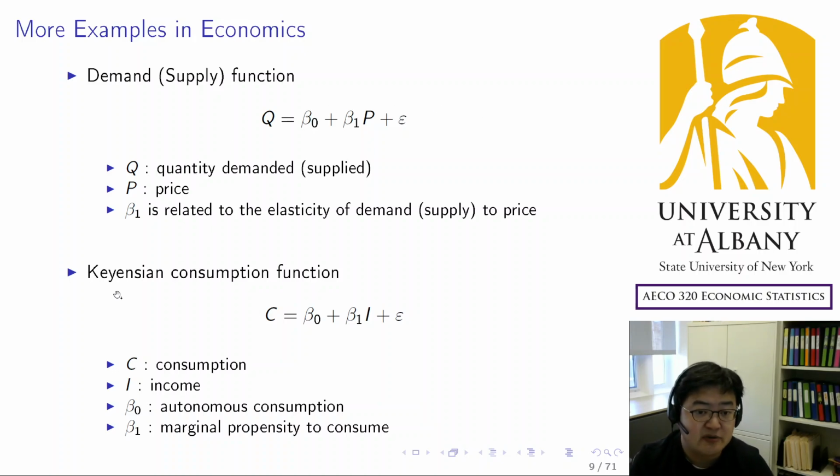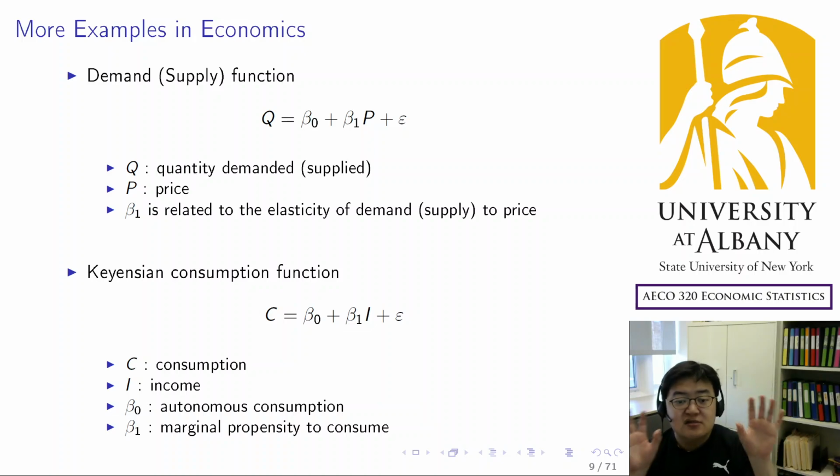Okay, another example now from macroeconomics. Keynesian consumption function. So in Keynesian macroeconomics, one of the basic underlying assumptions is that the household consumption is a function of the income. So that means the households adjust their consumption and savings depending on their income.